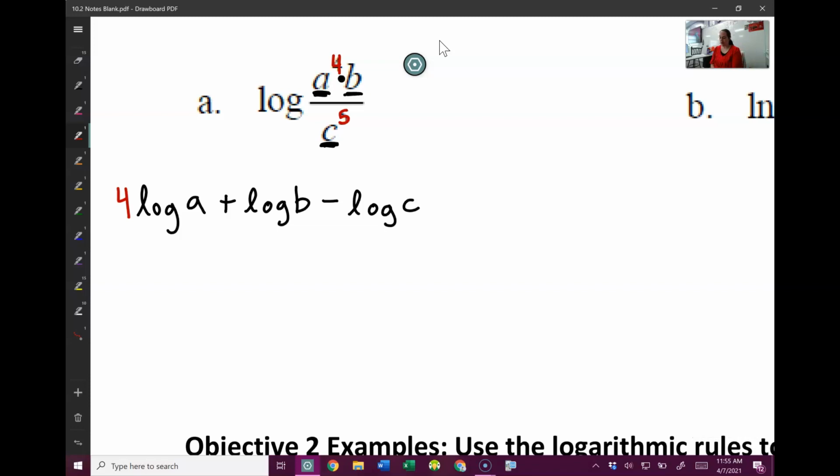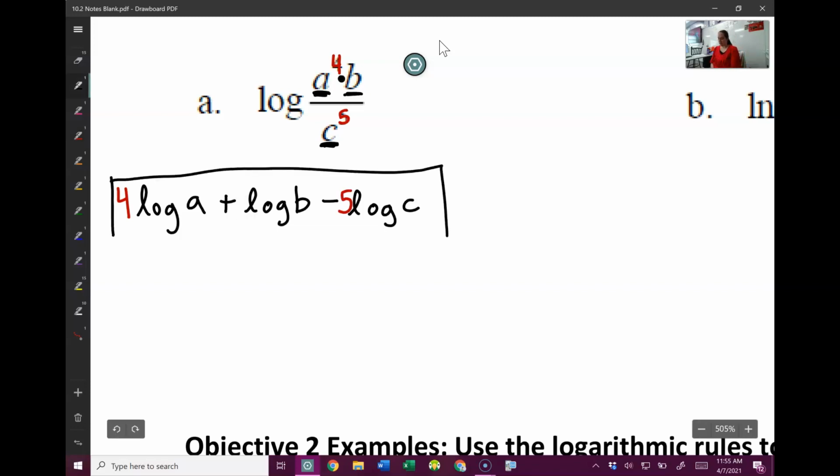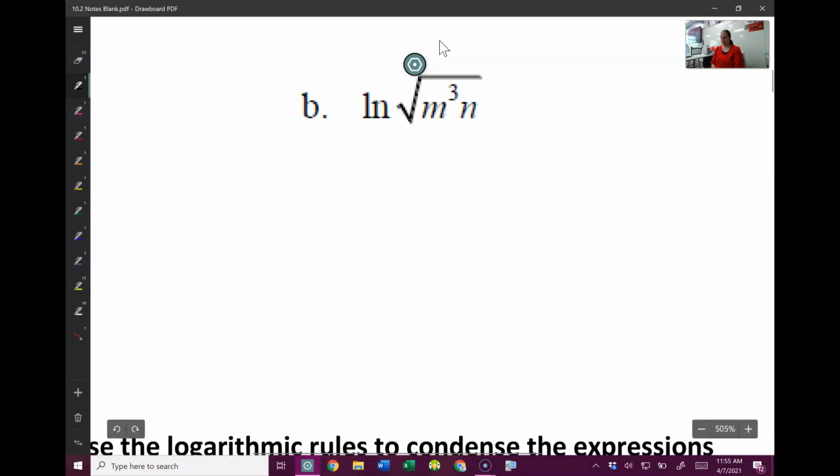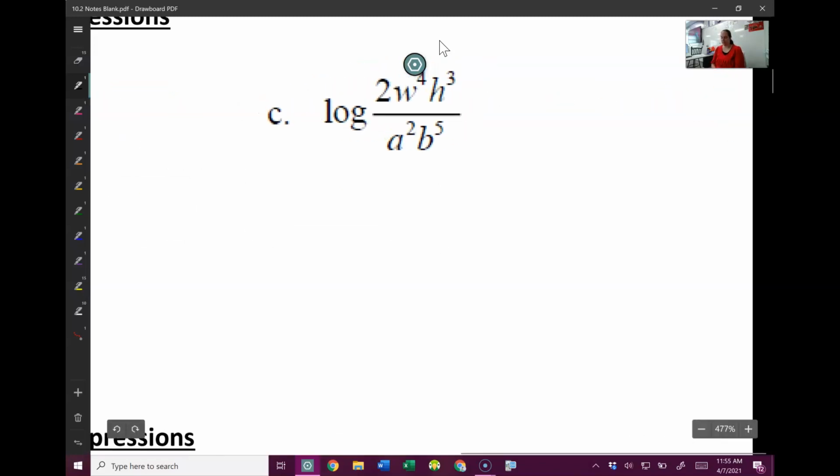And now with the 5, that exponent of 5, does it belong to the A, the B, or the C? Well, that 5 only belongs to the C, so I am only going to put it in front of the C. And that actually is my answer. That's it. We're going to skip B for just a second and try C.